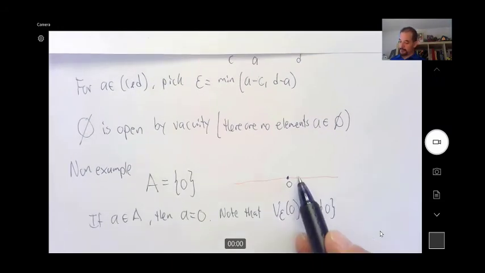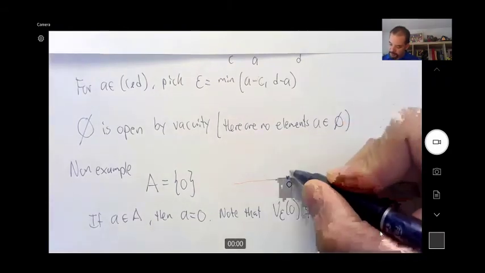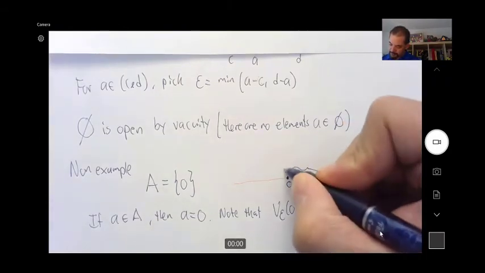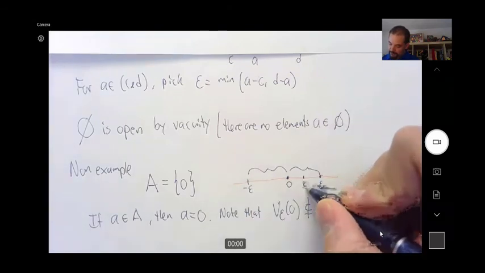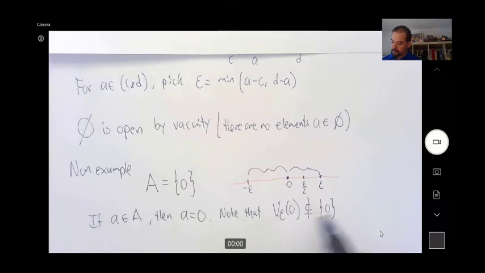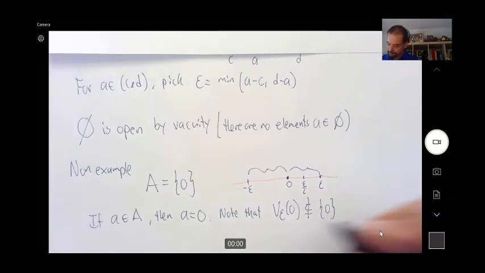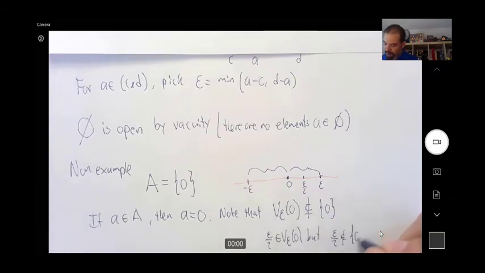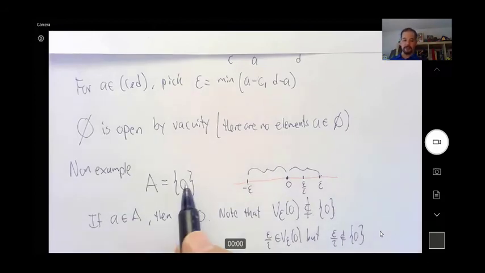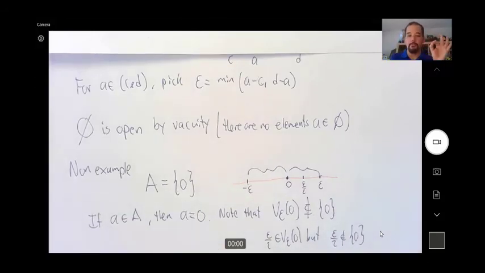If you pick epsilon over 2, so if you go epsilon this way and epsilon this way, so this is negative epsilon and epsilon. Pick epsilon over 2. Epsilon over 2 belongs in here, but it doesn't belong in here. Epsilon over 2 belongs to this neighborhood, but epsilon over 2 doesn't belong to 0. So that's the reason this set is not open. If you only have one point, it's not open. And it also works if you have finitely many. So if you have like 20 points, it's also not open.